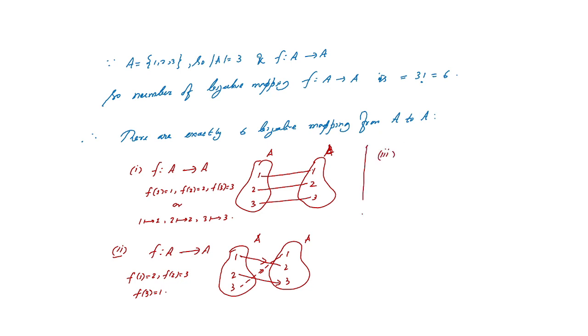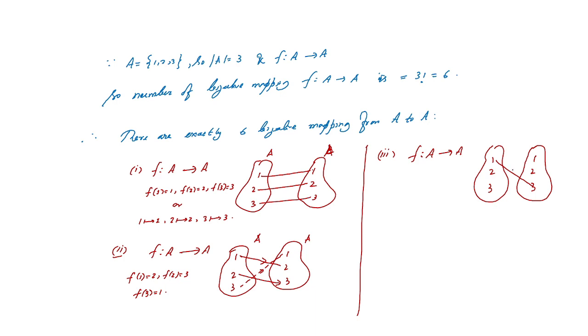The third bijective mapping, again from A to A: 1, 2, 3 and 1, 2, 3. 1 goes to 3, 2 goes to 1, and 3 goes to 2. This is the third bijective map. You can easily check it is a bijective map because every element has a pre-image and the image of distinct elements is also distinct.